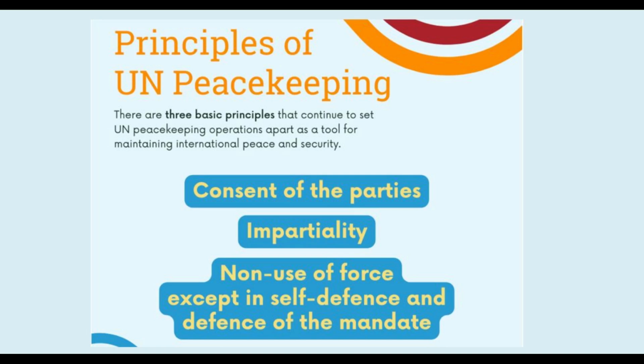1. Consent of the parties. UN peacekeeping operations are deployed with the consent of the main parties to the conflict. This requires a commitment by the parties to a political process. Their acceptance of a peacekeeping operation provides the UN with the necessary freedom of action, both political and physical, to carry out its mandated tasks.